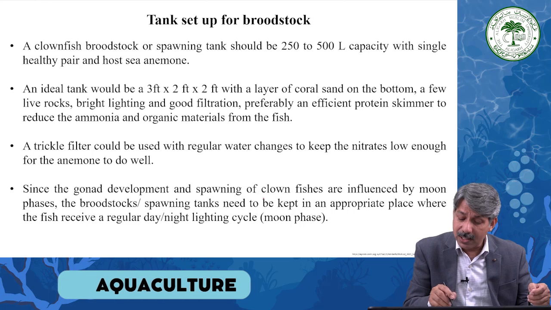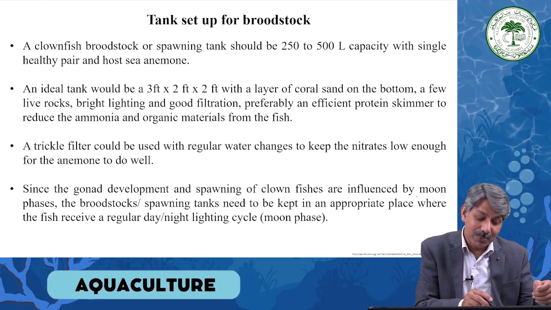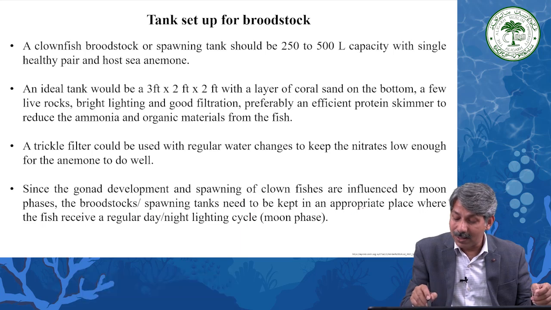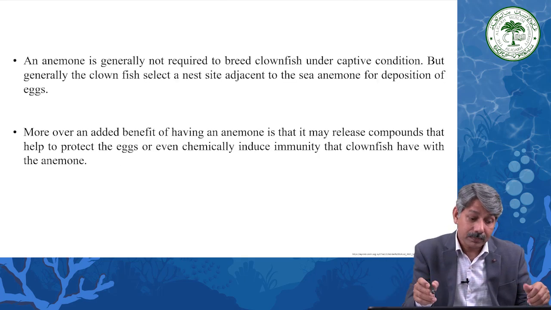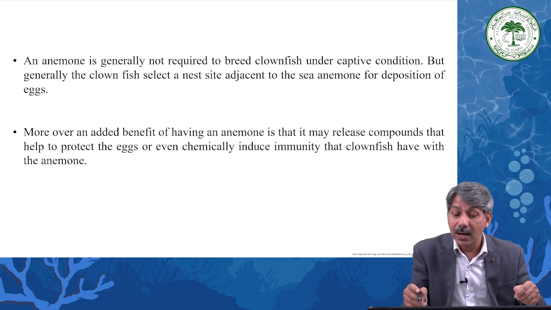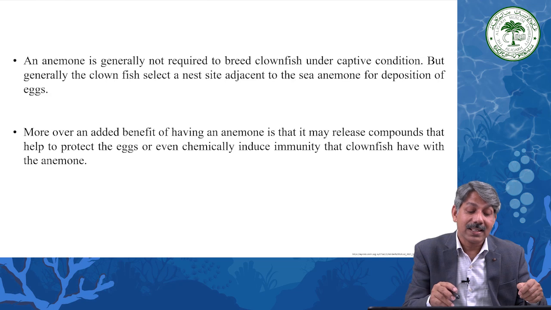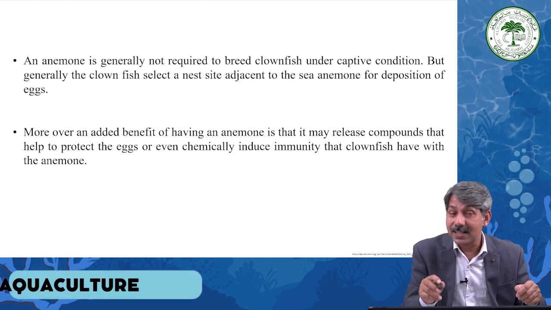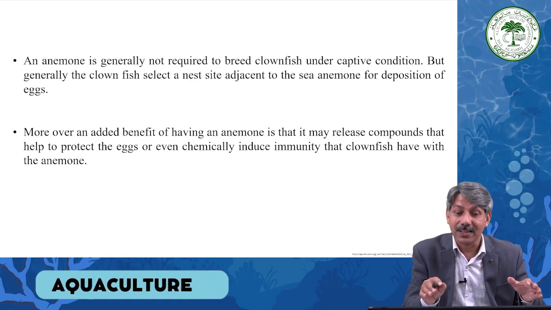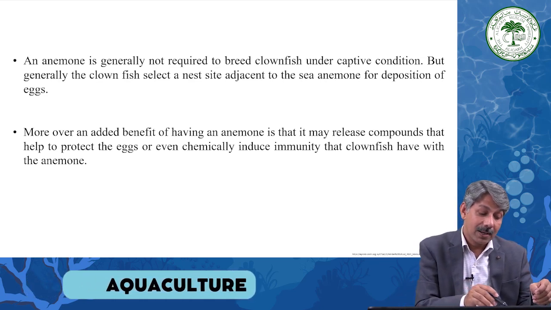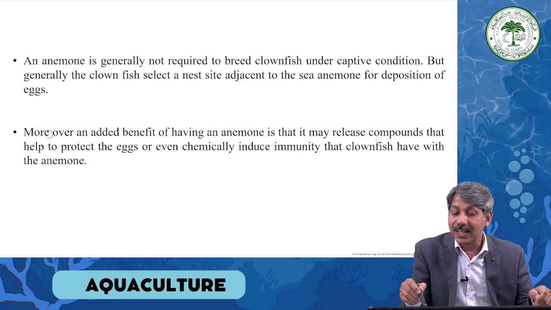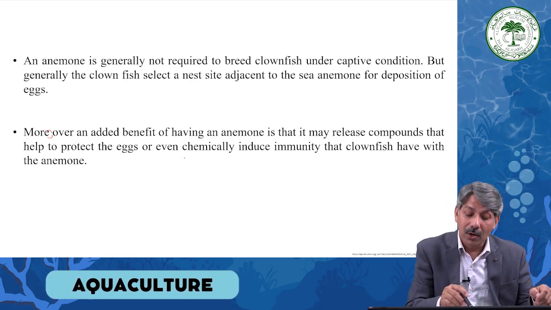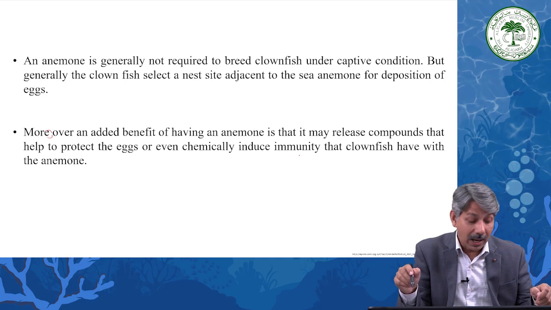Since the gonad development and spawning of clownfish are influenced by moon phases, the broodstock or spawning tanks need to be kept in an appropriate place where the fish receive a regular day-night lighting cycle and moon phase, or you can manipulate the conditions in the confined environment. An anemone is generally not required to breed clownfish under captive conditions, but generally the clownfish select a nest site adjacent to the sea anemone for the deposition of the eggs. That is why I was telling you, you should understand the behavior. Moreover, an added benefit of having an anemone is that it may release compounds that help to protect the eggs or even chemically induce immunity that clownfish have with the anemone.